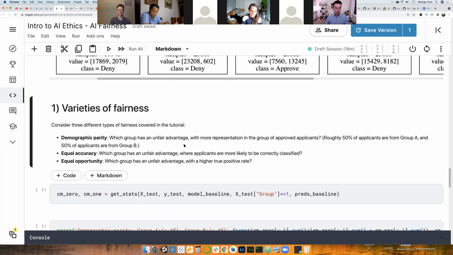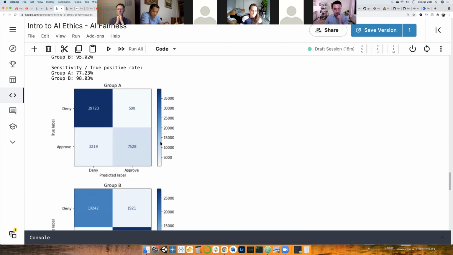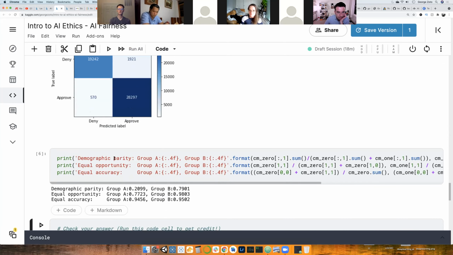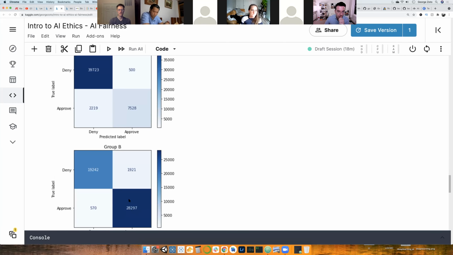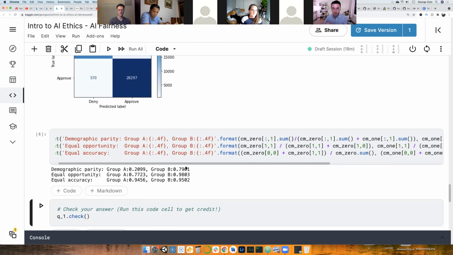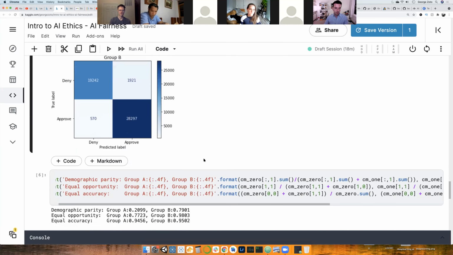So then looking at demographic parity, equal accuracy, and equal opportunity, I'm just plotting them here. This is for the metrics again. So let's look at demographic parity. Demographic parity means I need to sum up the columns here, 7,500 and 1,900 and 28,000. You see definitely a difference there. So I also normalized them. So that's a difference of 20%. We also see it here. 20% of approvals come from group A and 80% of them come from group B. So we are not being fair in terms of this demographic parity metric.